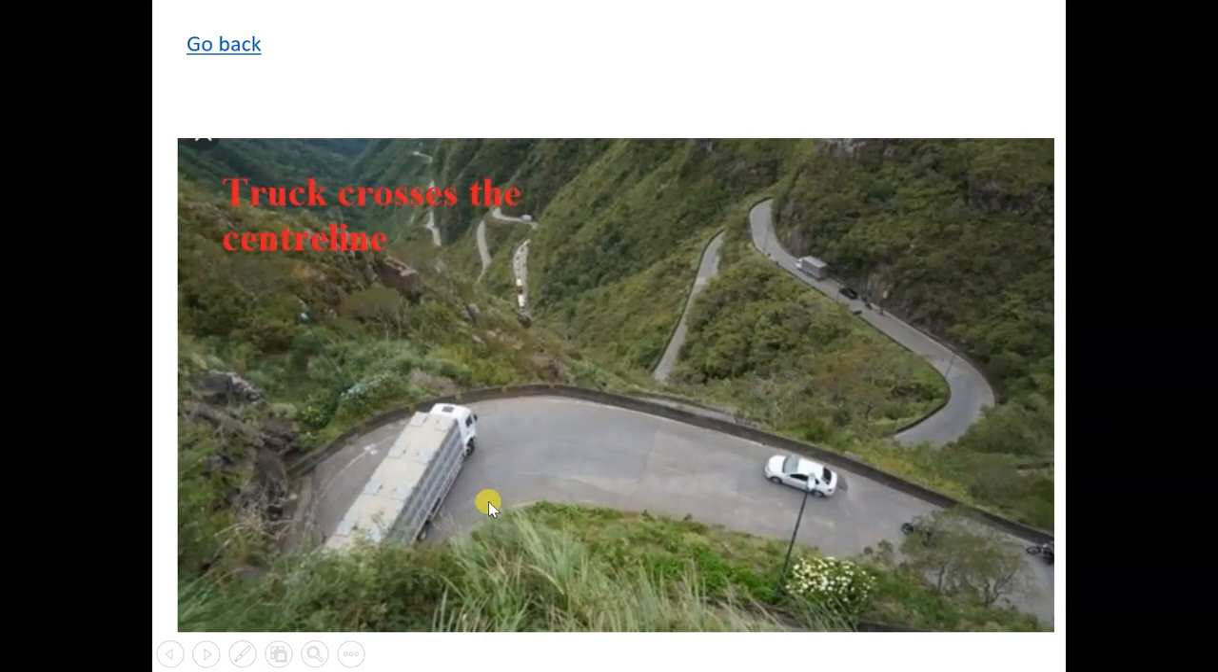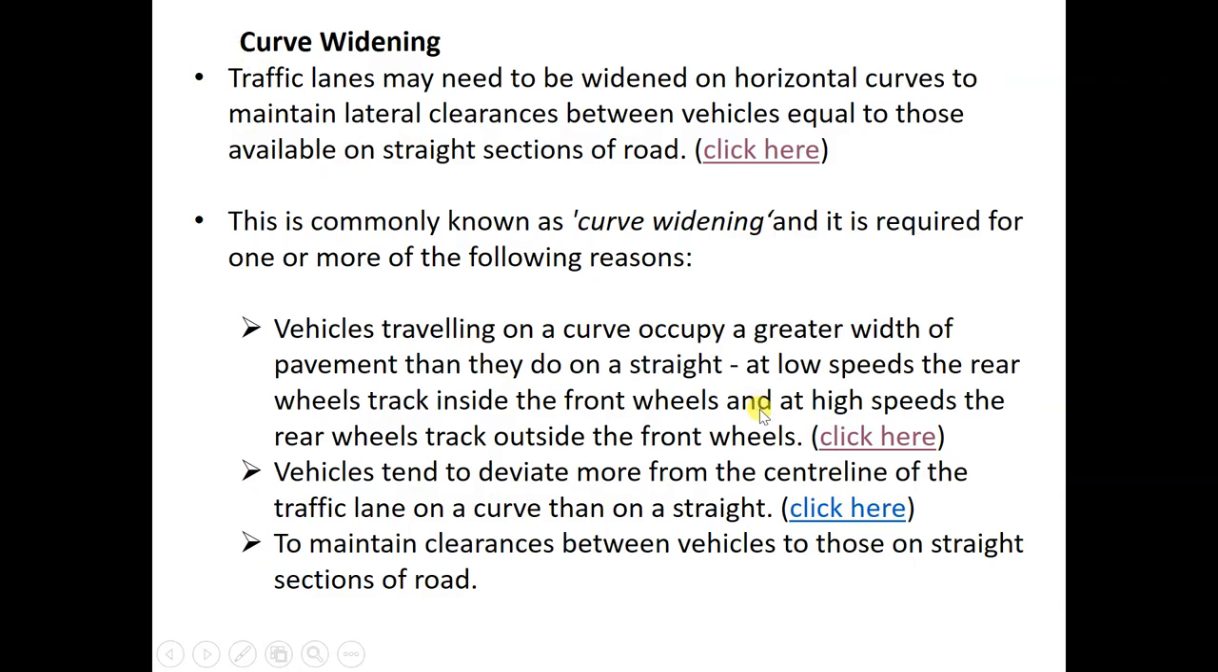So this one probably is excessive, but sometimes there are so many hairpin turns, and on the other side of the road it goes down, so a big truck is quite challenging to drive along that. But we still need to widen the road to make it safer.